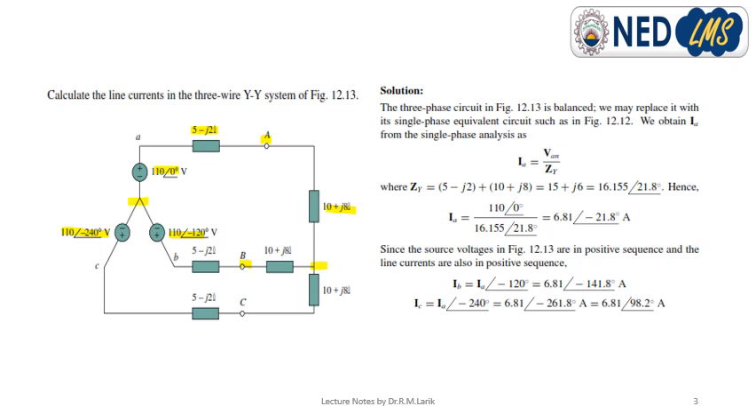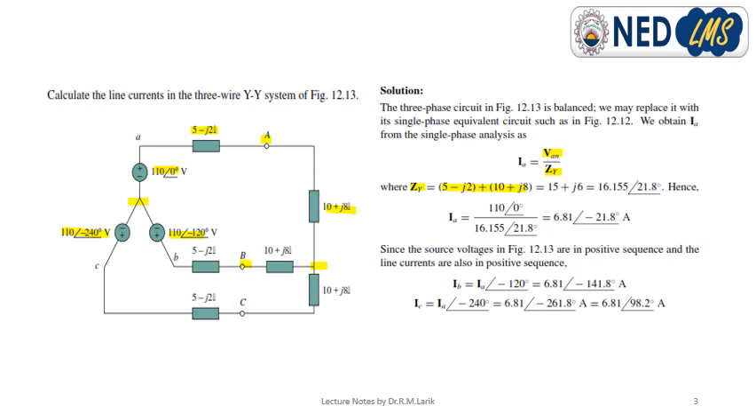The three-phase circuit is balanced, so we may replace it with the single-phase equivalent circuit. You can say we obtain IA from a single-phase analysis. What is current IA? It is nothing but the phase voltage divided by phase impedance. In this case, the impedance is nothing but the sum of these two impedances, because 5 minus J2 is connected in series with the 10 plus J8 ohms. So when you add up these two impedances, you will get the total impedance connected in the Y pattern. That is, this is line impedance and this is load impedance. So when you combine both these impedances, you will get one impedance.